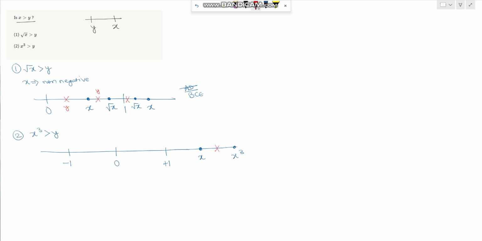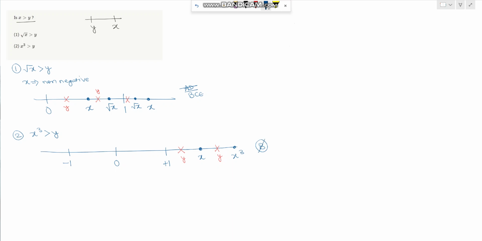Now this statement says x cube is greater than y, which means y lies to the left of x cube. So y can either lie in here, or here, or here, or anywhere here, right? But if you look at this region again, it's sufficient for us to tell that this statement alone is not sufficient, because in some cases we have y lying to the right of x, and in some regions y lies to the left of x. So we can strike off B.